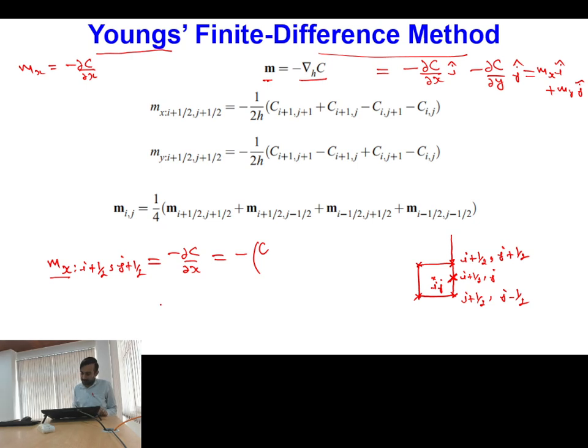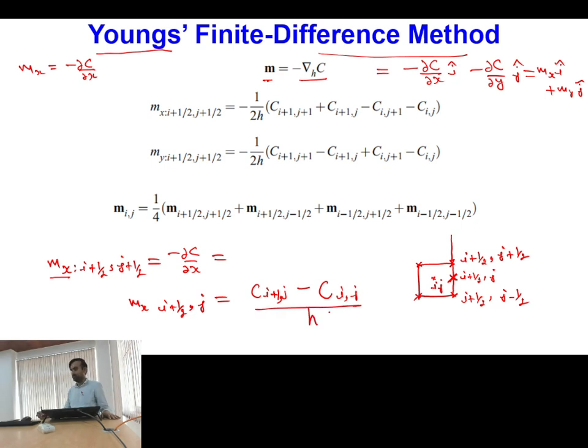When I am calculating the value of mx at location i plus 1 by 2, comma j, that will be equal to, now you can see you have the nodes aligned parallel in the x direction. So what is the next node point? i plus 1, comma j. So I can write c at i plus 1, comma j minus c at i, comma j, divided by h. Is this point clear?